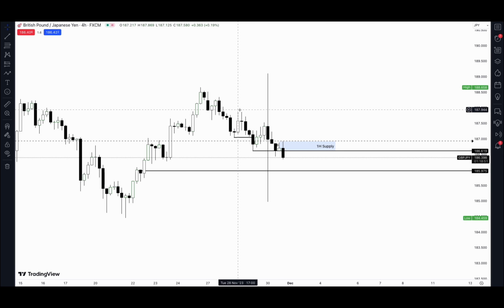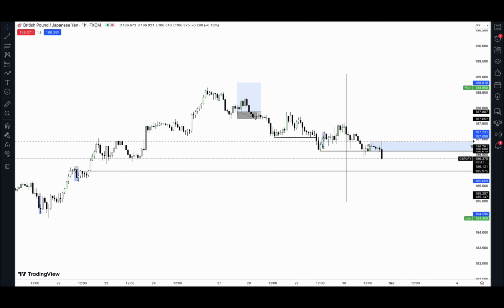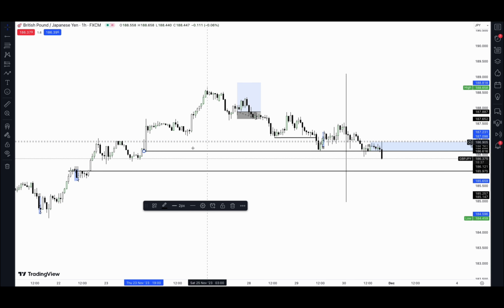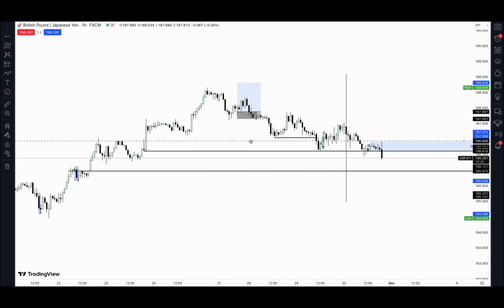Now, my initial thought was, okay, we see this break of structure to the downside. Cool. Where can I capitalize here? What I noted was on the hourly time frame, we had this area of demand, right? As you can see, from here all the way here, this is a point of demand. There's another one here as well, right? But let's ignore that one for now.